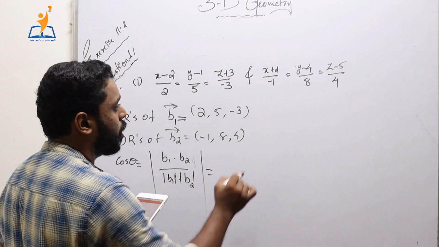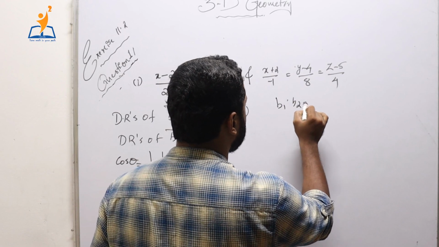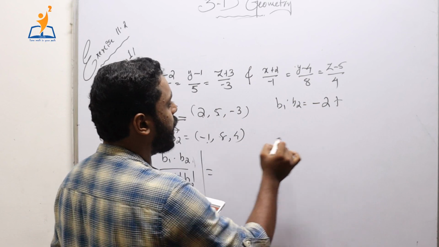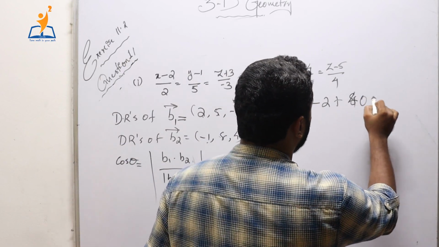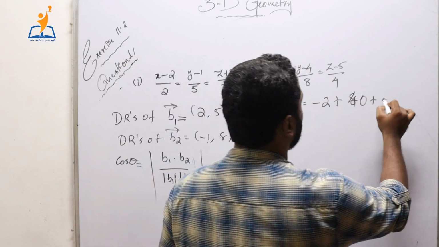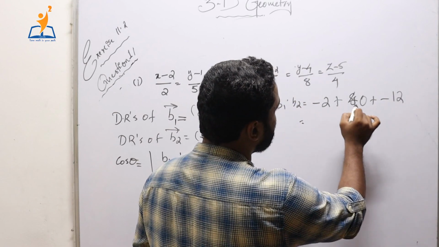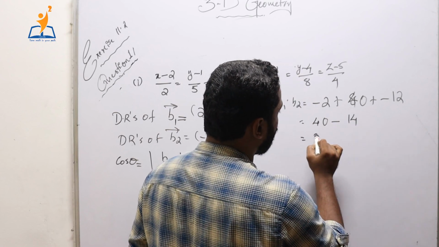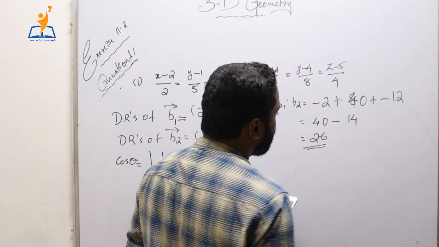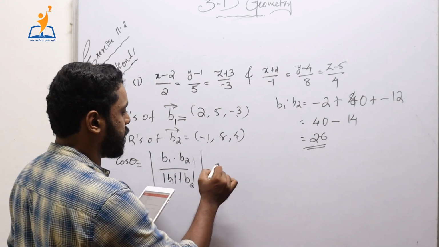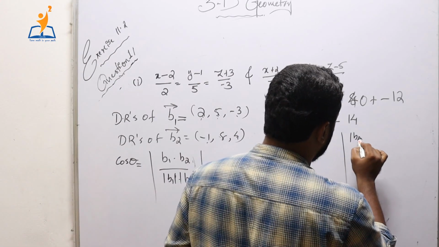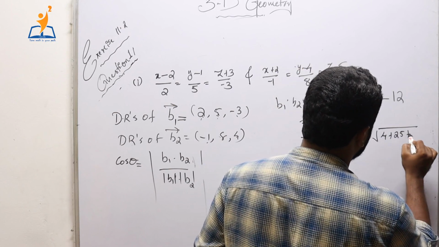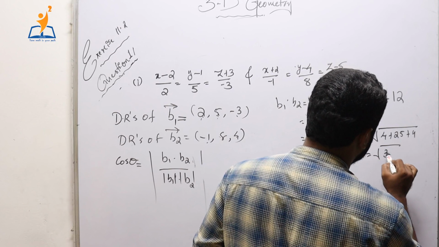We have b1 dot b2 is equal to 2 into minus 1 equal to minus 2, plus 5 into 8 is equal to 40, plus minus 3 into 4 is equal to minus 12. So minus 2 plus 40 minus 12, right? So the answer is 26. So b1 dot b2 is equal to 26. Now we have mod b1 is equal to square root of 4 plus 25 plus 9. It is equal to root of 38.